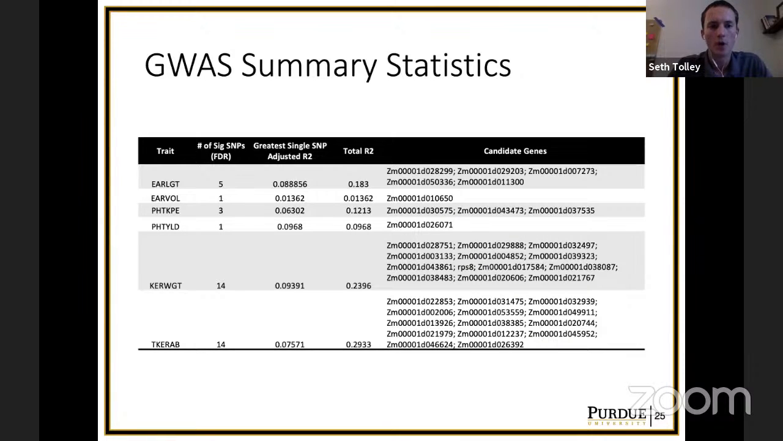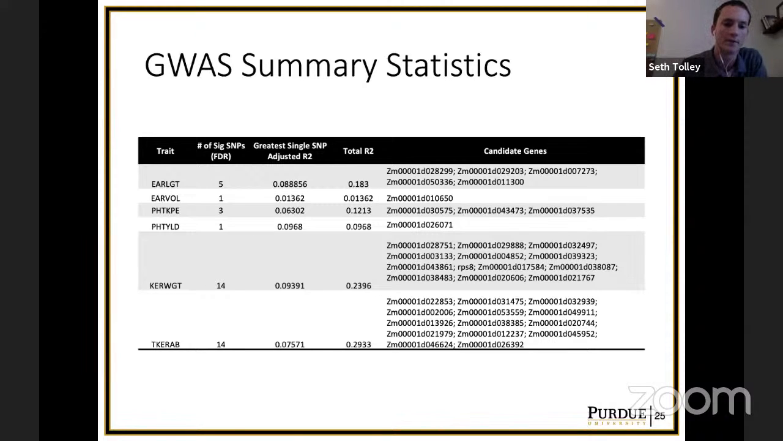We performed GWAS using GAPIT and R, specifically using the FarmCPU model. And here are just some of the summary statistics that we analyzed from this work. We had a certain number of SNPs that were significant for each of these traits. We're just showing 6 of them here to represent the larger body of work.